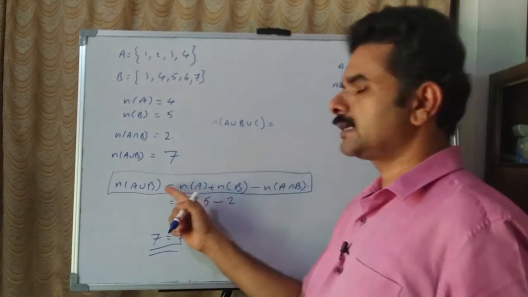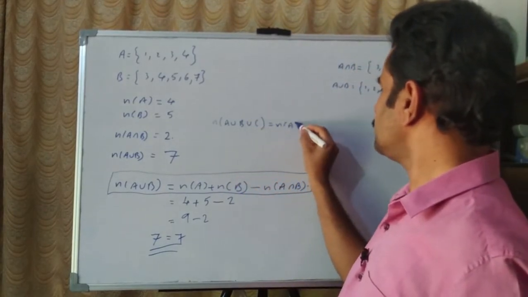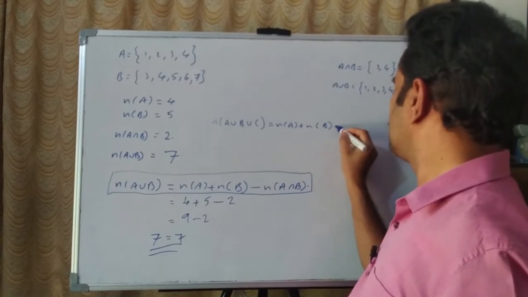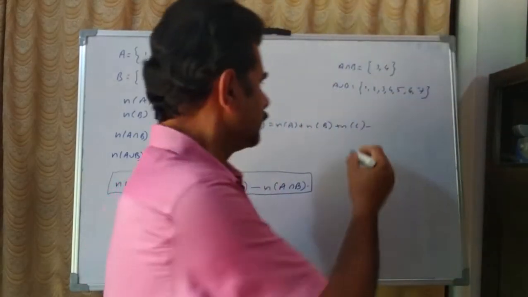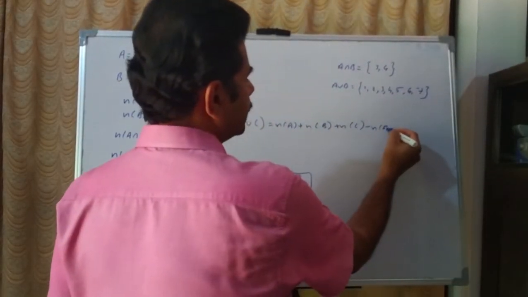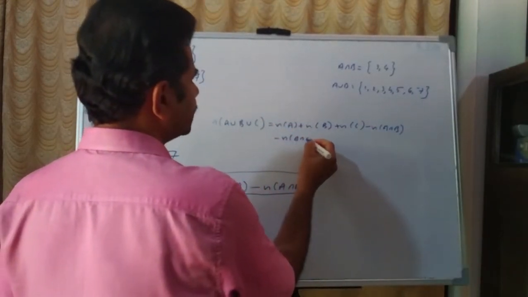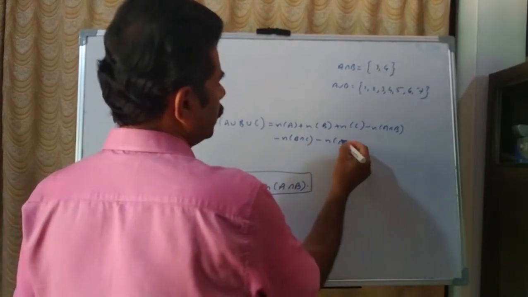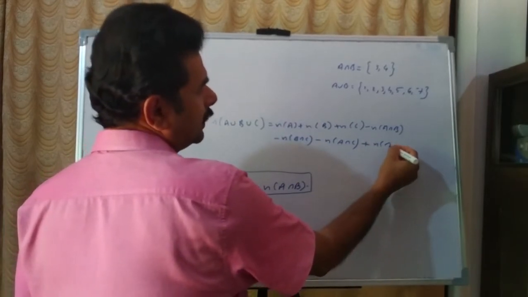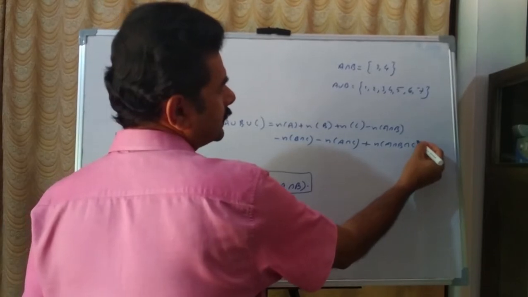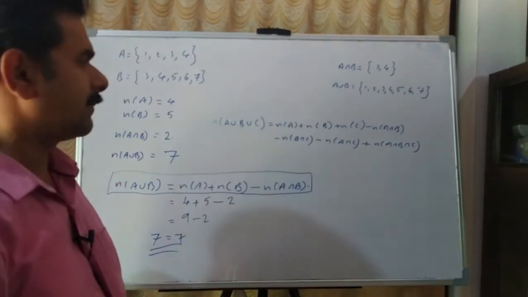Similarly, what happens when we take 3 sets, that is N of A union B union C? The same type of result can be formulated here: N of A plus N of B plus N of C, minus N of A intersection B, minus N of B intersection C, minus N of A intersection C. Then lastly, plus N of A intersection B intersection C. This is very important.